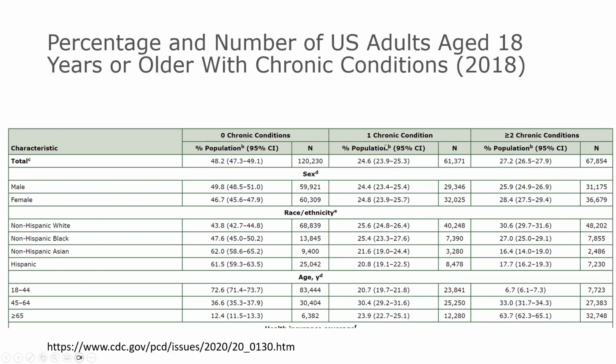A quarter of the country, aged 18 and older in 2018, had one chronic condition, and more than a quarter of the country had two or more. Then you can see it break out by sex and by race and ethnicity, and then by age. You can see clearly down here by age in particular, right? Young people, people under the age of 44, three-quarters were free of chronic conditions. But as you progress to 65 plus, two-thirds of people had chronic conditions at an older age.